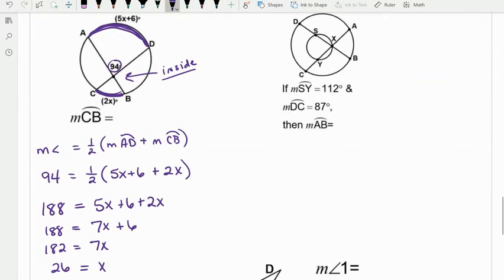We wanted here the measure, oops, didn't mean to scribble that. Didn't change to my highlighter. Come on, computer, there we go. I want the measure of arc CB, right? So to get CB, I'm going to do 2 times 26 because CB is 2 times x. 26 times 2 gives us 52 degrees for the measure of arc CB. Okay.